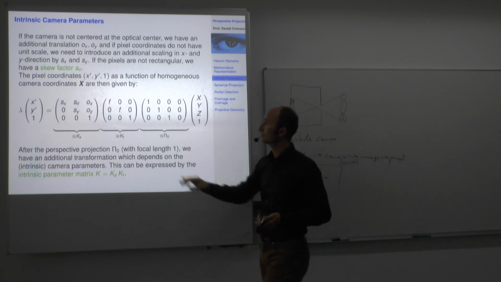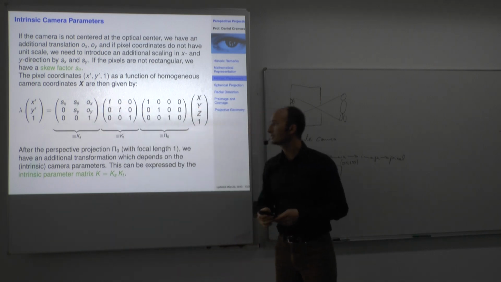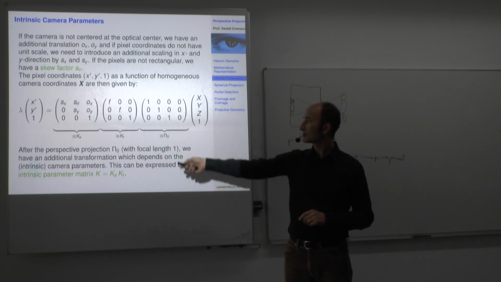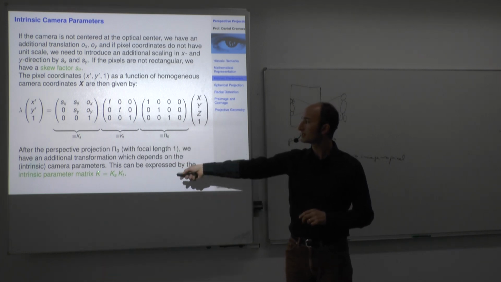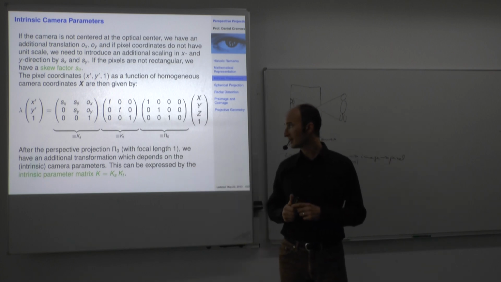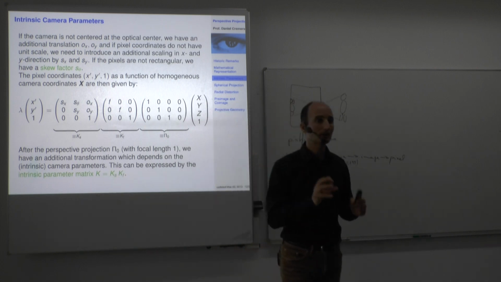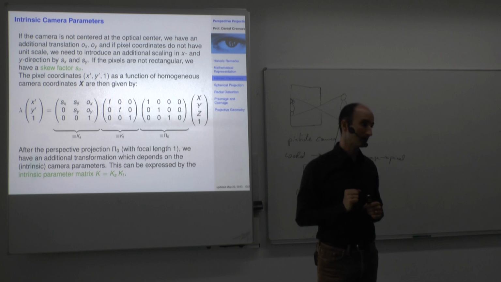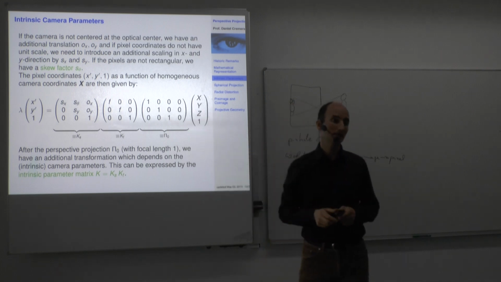And so both of these matrices represent parameters that are intrinsic to your camera, and so the product of these two matrices, Ks times Kf, is called K, the intrinsic parameter matrix. Intrinsic in the sense that it only depends on your camera and the settings of your camera. It does not depend on where in the world your camera is.